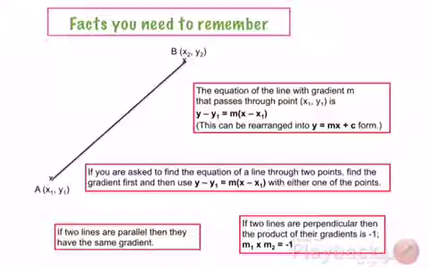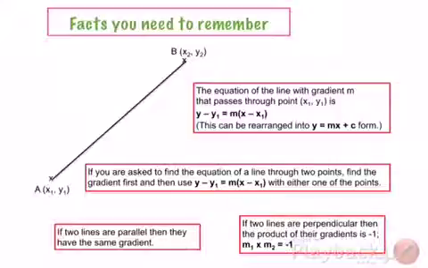So a couple of other things that you need to remember. The equation of the line with a gradient m that passes through the point (x1, y1): if you know the gradient and you know a point, then this is the formula that you're going to use. So y minus y1 is equal to m times (x minus x1), and then you can rearrange it to work out your y-intercept or your c.